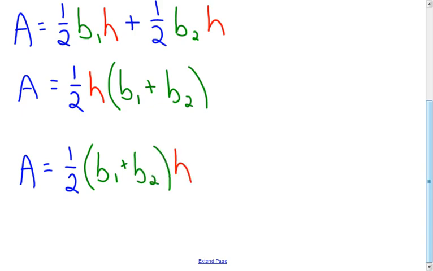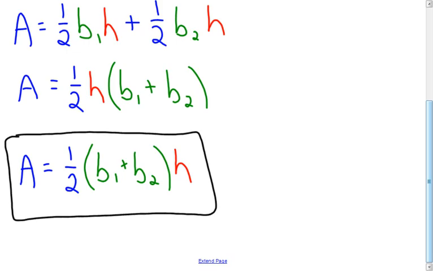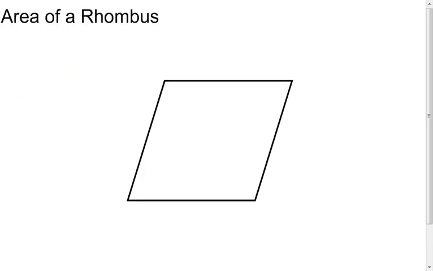So it's kind of in that same order as a triangle of 1/2 base times height, same order as the area of a parallelogram of base times height, and this is the one that I would use. Not saying that you have to use this one, but that's the one that I like. So there's your formula for finding the area of a trapezoid. Now my next one is going to be the rhombus.